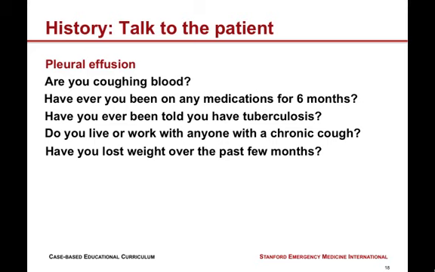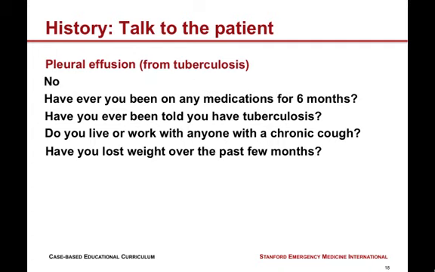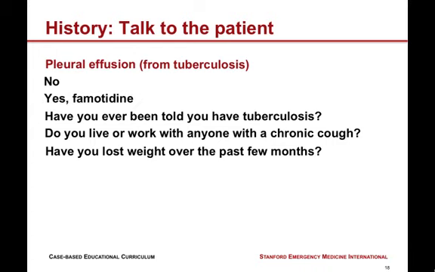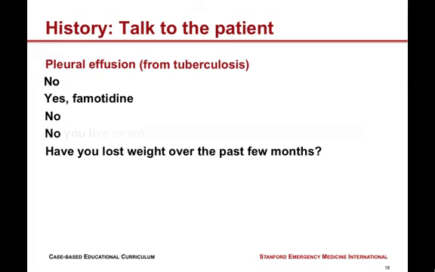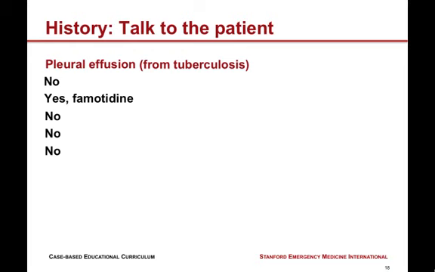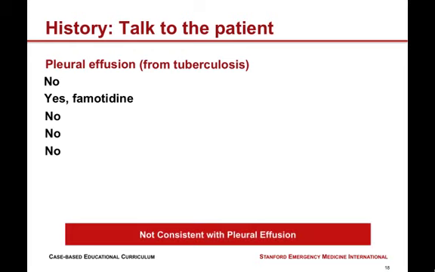We should also ask about pleural effusion, which in most cases is caused by tuberculosis. Does the patient have hemoptysis? Is the patient coughing up blood? In this case, no. Has the patient been on medications for 6 months? Yes, but not a tuberculosis medication. Has the patient ever been told they have tuberculosis? No. Do they live or work with anybody with a chronic cough? No. And have they lost weight unexpectedly? No. In this case, the patient does not have a history, does not have symptoms that are consistent with pleural effusion.